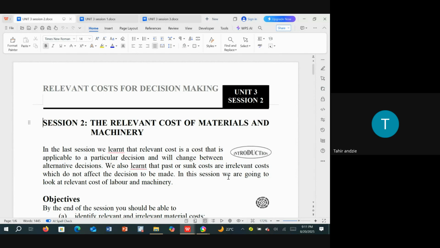So the elements of cost are material, labor, and overheads mostly. In determining the relevant costs for decision making, you should be able to know what material costs are relevant, what labor costs are relevant, what overhead costs are relevant, and all that. What machine costs are relevant, because we use the machine too. These are very important things we are going to do in this session.